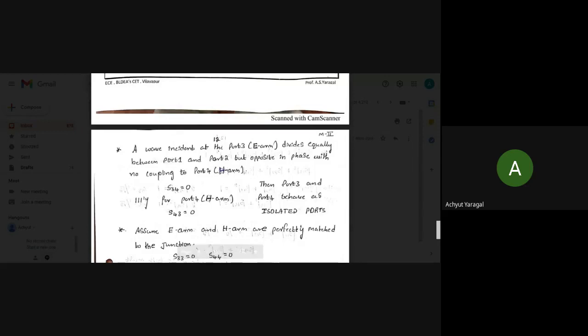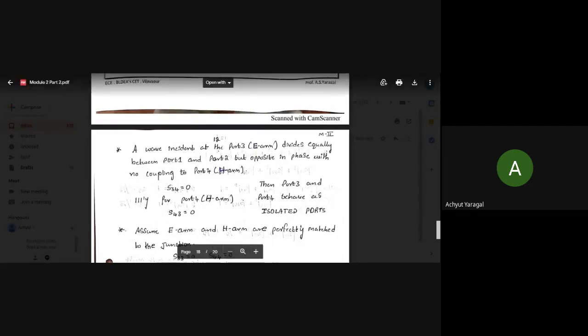In a similar manner, whenever there is an incident wave at port 4, there is an equal division of magnitude and phase between port 1 and port 2, but there is no magnitude or phase at port 3. That's why S43 is equal to 0, because they behave as isolated ports.